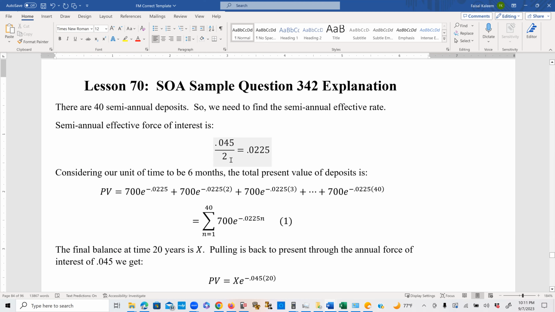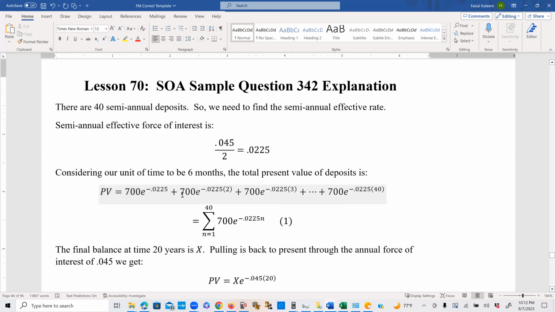The present value of the deposits can be found by individually finding the present value of all deposits. The first one is happening 6 months from now, and all of them are 700 in amount. When you bring it back 6 months, since the 6-month force of interest was 0.0225, its value at time 0 would be 700 e to the minus 0.0225.